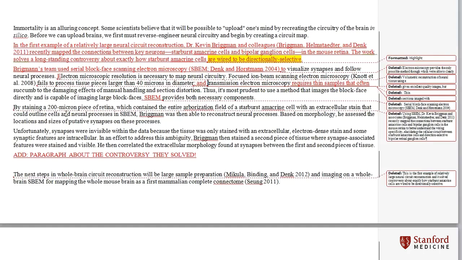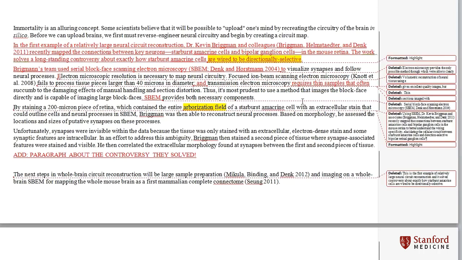So it says, by staining a 200 micron piece of retina, which contained the entire arborization field, that's a little jargony right there. I think that has to do with the branching of neurons. I'm going to highlight that and in the revision encourage the author to see if they can come up with a simpler way to say that. I know that's a technical term in the field, but remember you're writing for the whole class. So that has something to do with branching of neurons. Maybe there's an easier way to say that. I'm also going to make a few edits to this sentence.